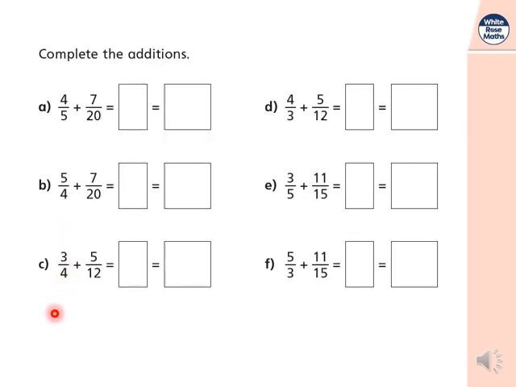Have a look at these ones. Now it says complete the additions. Again, what would you do to work these out? And again, can you write your number from an improper fraction to a mixed number? And before you write it down as a mixed number, can you also think, can you simplify your fraction? Can you divide your fraction?